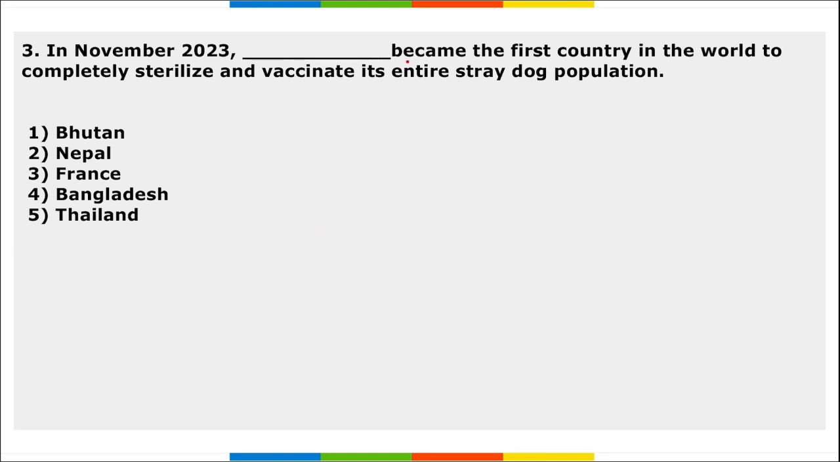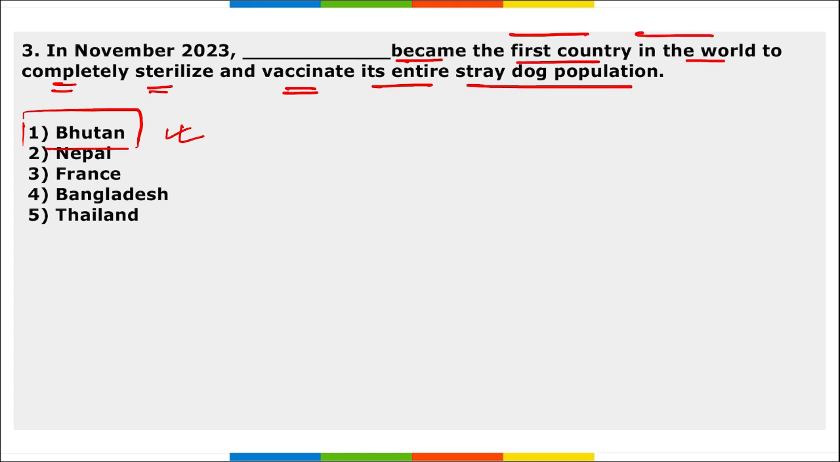Next, in November, dash became the first country in the world to completely sterilize and vaccinate their entire stray dog population. It is Bhutan, right? Bhutan became the first country in the world which sterilized and vaccinated their entire stray dog population, correct? It is Bhutan.